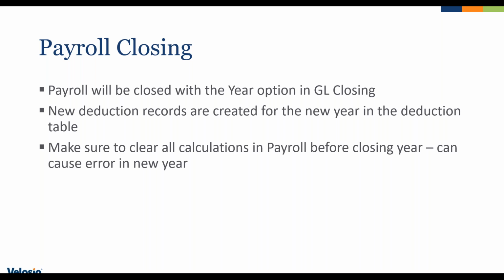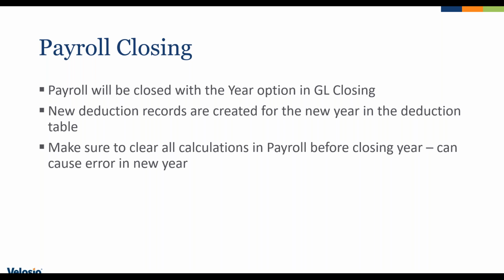When you run that closing for the year, it's going to cycle payroll to the new calendar year. It also creates deductions for the new year and history records for your prior years. What that does is it allows you to calculate checks for the new calendar year. If you don't cycle that and you try to calculate checks for the new year, you'll get some messages stating that the deductions do not yet exist. So you need to make sure that you run that. You also want to make sure that you clear all calculations in payroll before you close the year. That can cause errors in the new year too if you leave those out there.